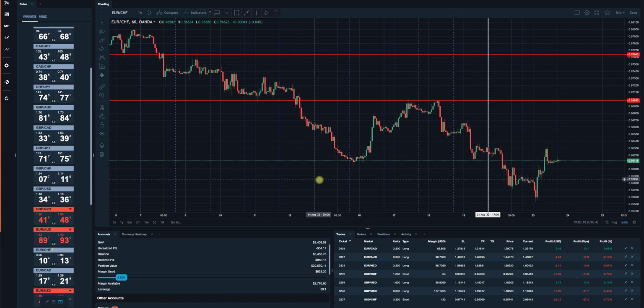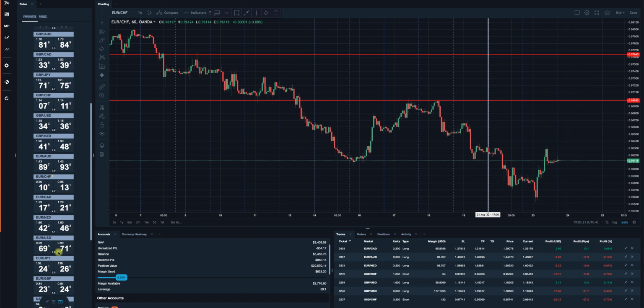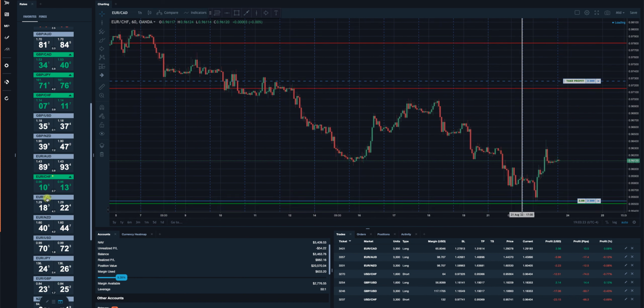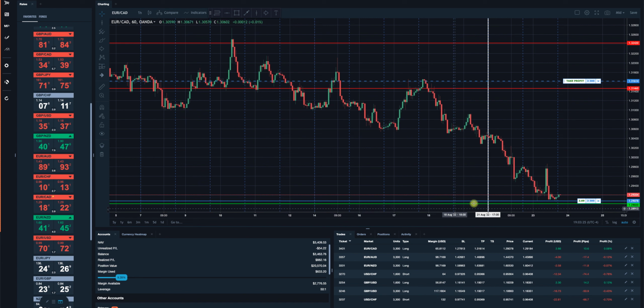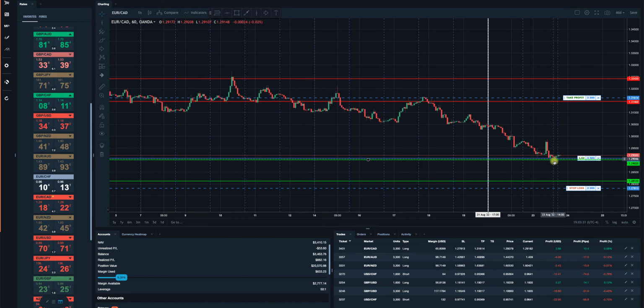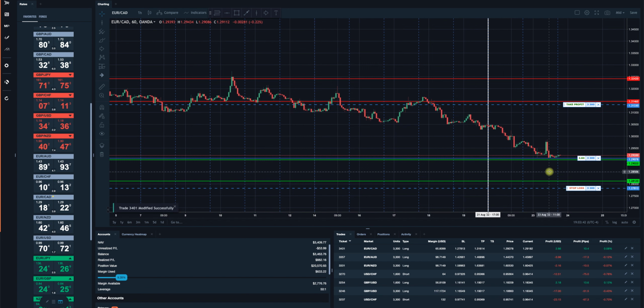Euro Swiss, nothing here. Euro CAD, I did take this one this morning as well, or mid-morning. It hit S1. I took the trade before it, and it's moving slightly, but not much. Profit is nearly below R1, which is our area.